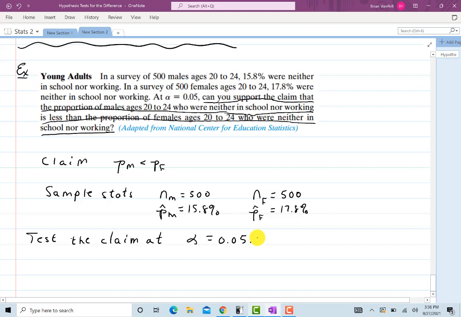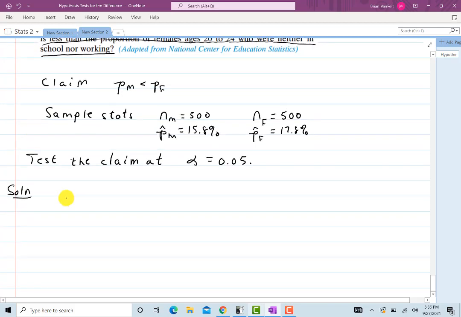Now, the fact that the samples are random and independent is always going to be said to you, but we still need to check for normality by doing NP and NQ. So we're going to do that first. Let me first calculate my P bar. Remember, that's X1 plus X2 over N1 plus N2. I know what N1 and N2 are. That's 500 and 500. I do not know what X1 and X2 are.